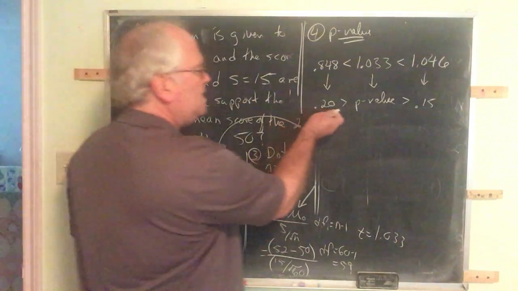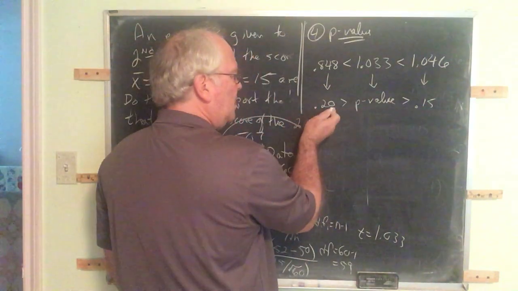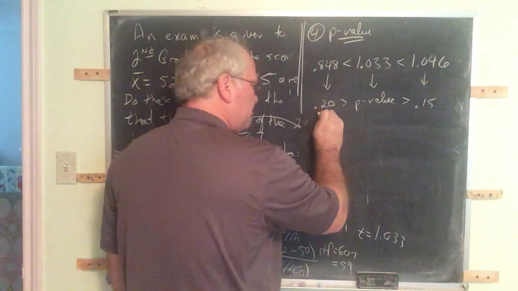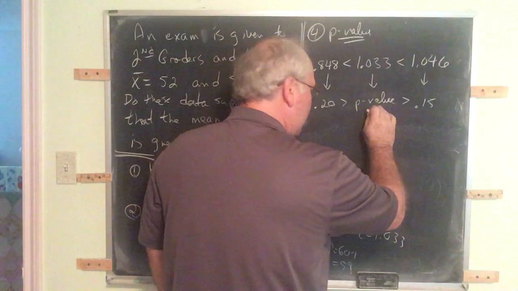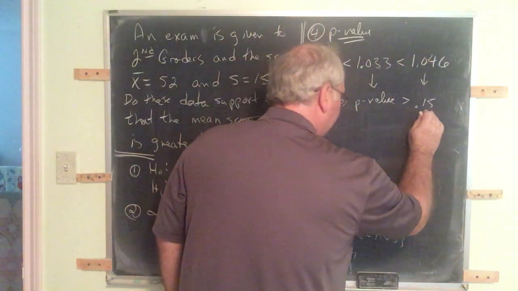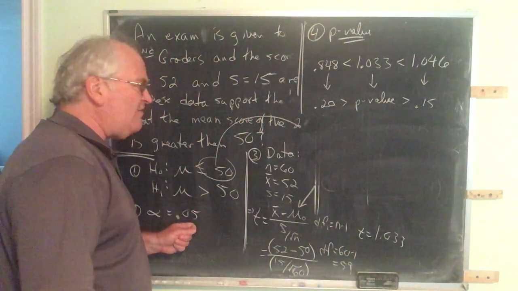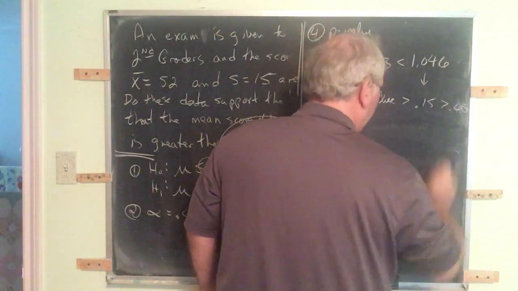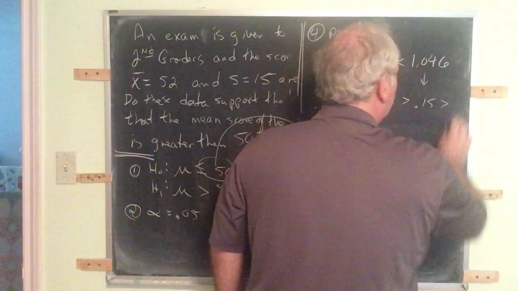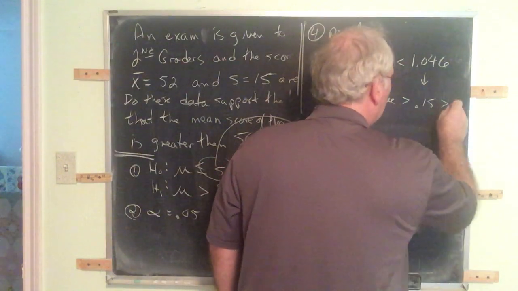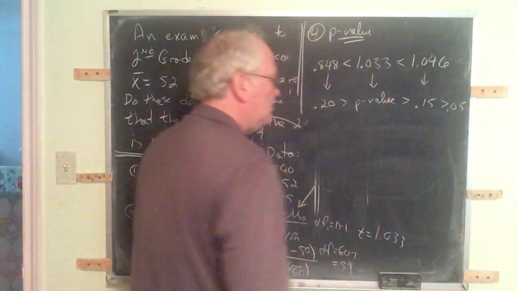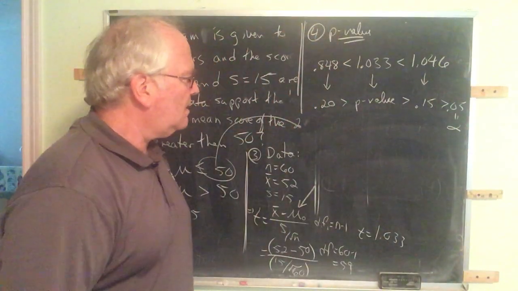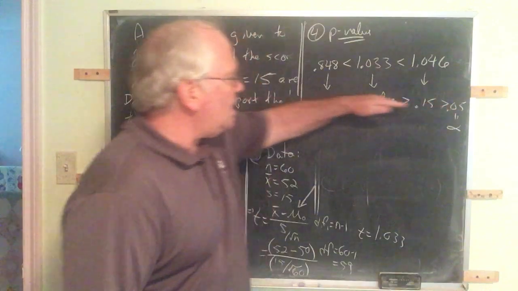Where does 0.05 fall in this inequality string? Again, think percent. We're going to write decimal, but think percent. This is 20%. This is something between 20 and 15. This is 15%, and we want 5%. 5% falls way over here to the right. This is alpha.